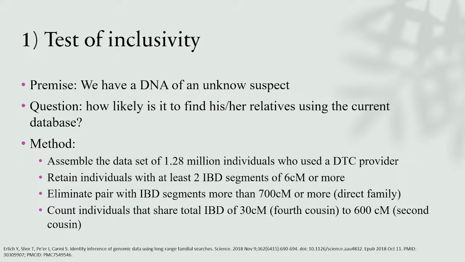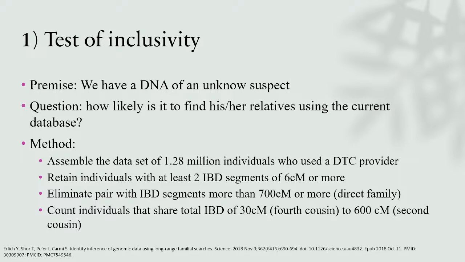You can check back with the map, can't remember. But basically, they would be so distantly related that it's not very useful. And then we eliminate pairs with an IBD segment of 700 centimorgan or more, which would mean direct family, like parents or sons or daughters, because we are using long range. So this is not in the scope of this study.